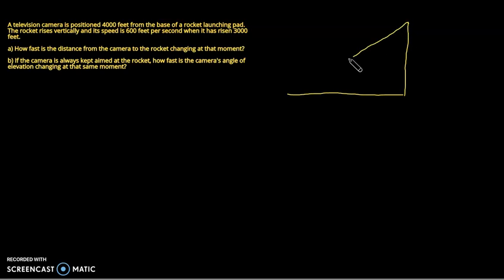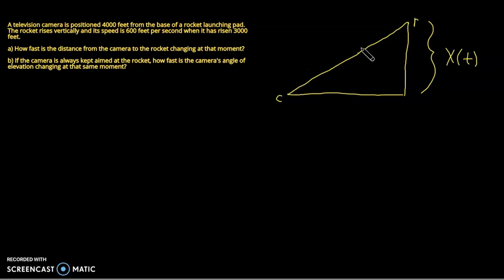There will always be a right triangle formed. Here is the camera right here at point C. Here is the rocket at arbitrary time t. At that arbitrary time t, the rocket is at a certain height. Let's call that height x, and that x is a function of t. Of course the rocket is rising, so x of t is changing constantly.